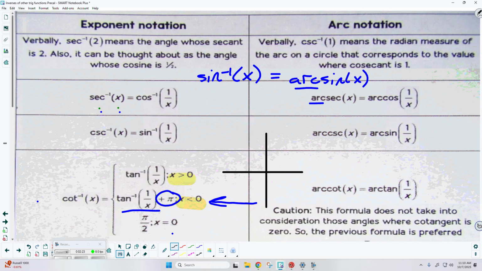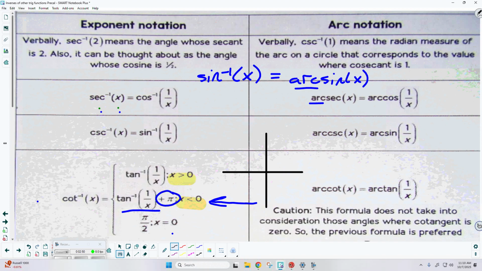The one you do want to be careful of is cotangent inverse of a negative ratio. If it's negative, you'll still take the reciprocals and evaluate, but then you'll have to add pi to what you get. The reason being that cotangent inverse can only be in quadrants 1 and 2. Tangent inverse can be in quadrants 1 and 4. So if it's negative, you're in quadrant 4, that pi is going to put you back in the quadrant where you need to be.